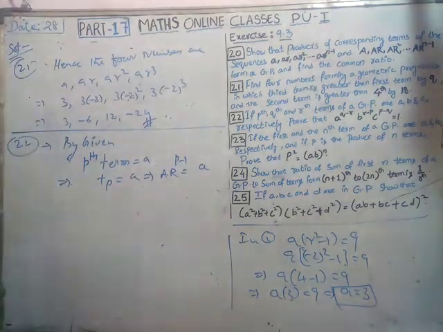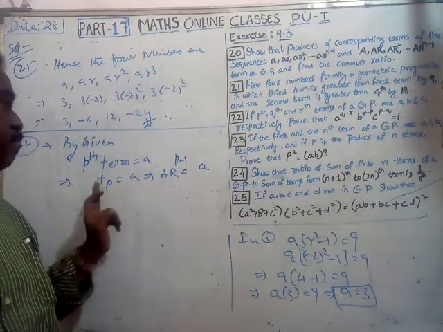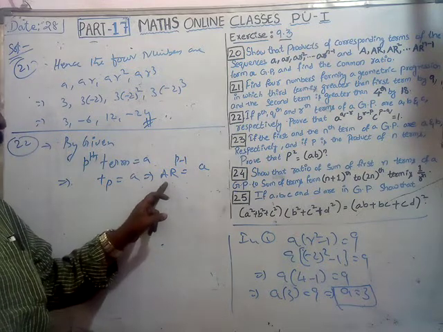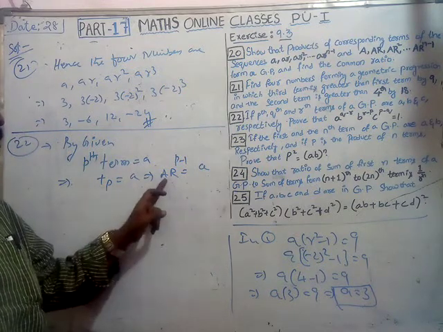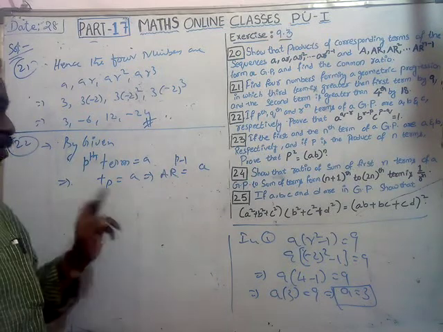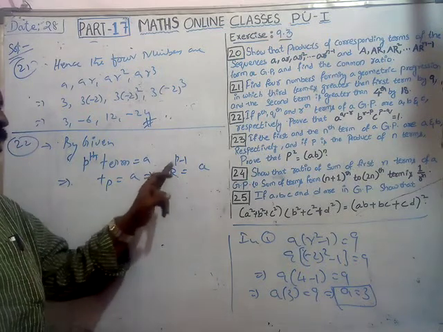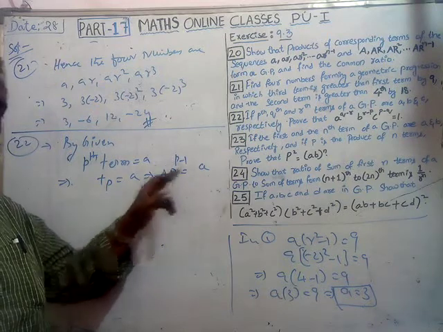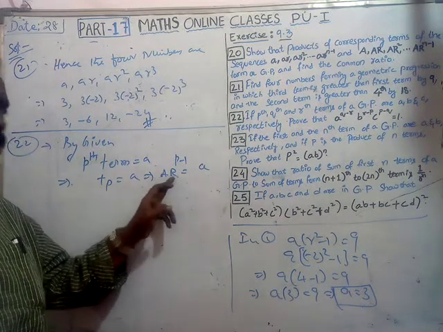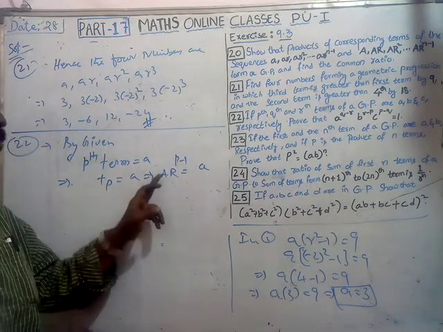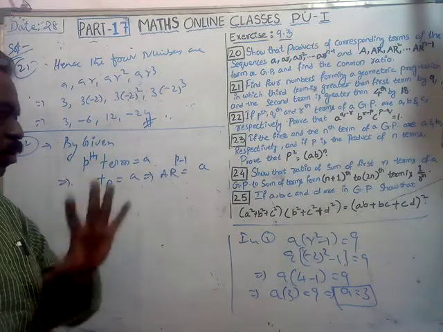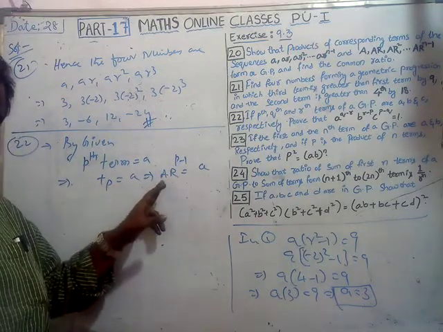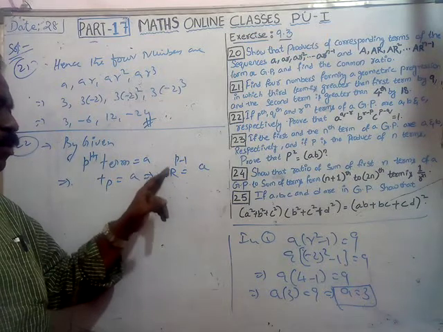Why am I taking here the pth term? When clearly observing, the pth term is A R power p minus 1. 10th term is A R power 10 minus 1, you know it. 9th term is A R power 9 minus 1. Nth term is A R power n minus 1. Like that, pth term is A R power p minus 1. We know each one. But here, generally we are using small a and small r.